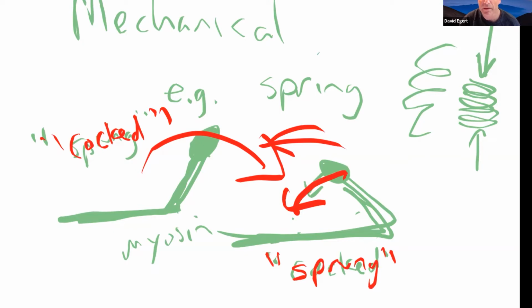So stored mechanical energy, stored potential energy, will be important in the class. What are other ways to store energy? Batteries. So that would be, okay, an electrical gradient. So let's get there.